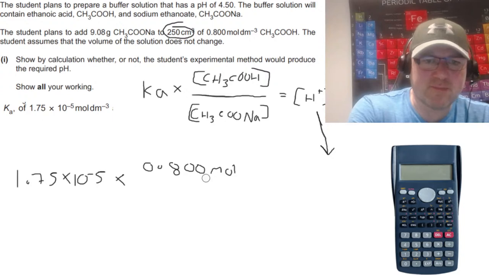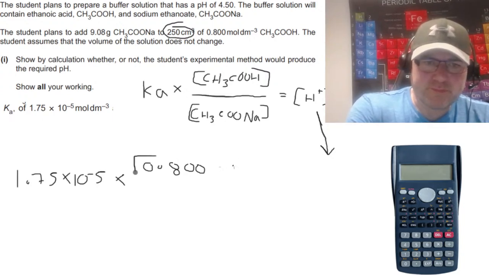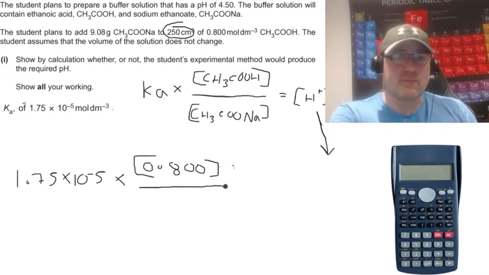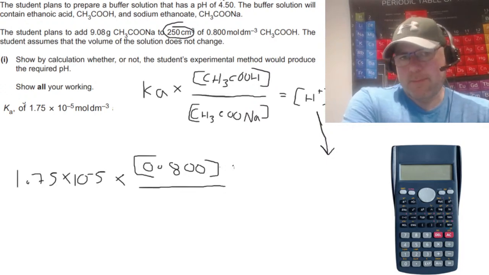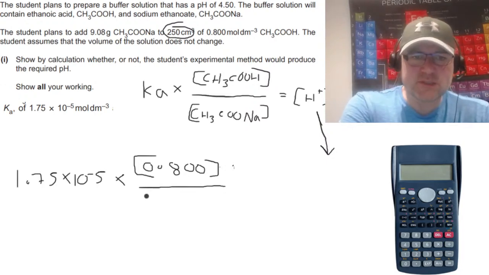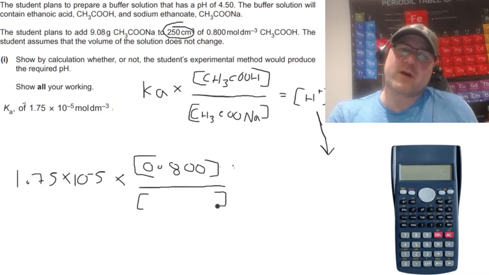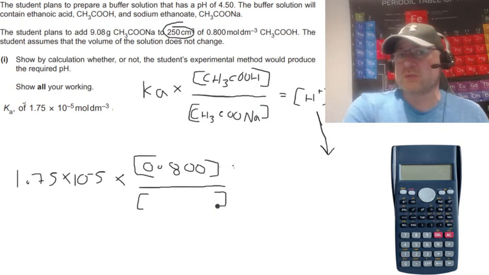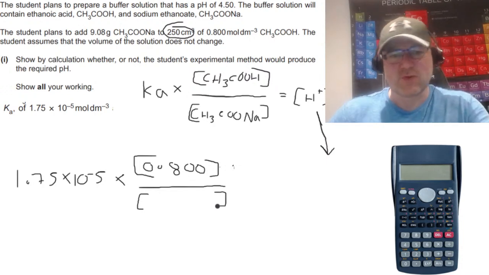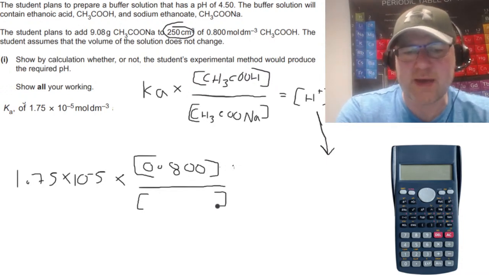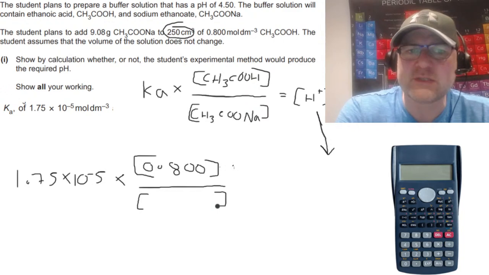Oh gosh, I'm not going to write mole per decimeter. That's painful. So there's our acid concentration. If we want, we can convert them both to moles, or we can just convert our sodium ethanoate, our salt, into concentration. Or we can convert the other one to moles. It doesn't matter which. So we've got 9.08 grams of sodium ethanoate.